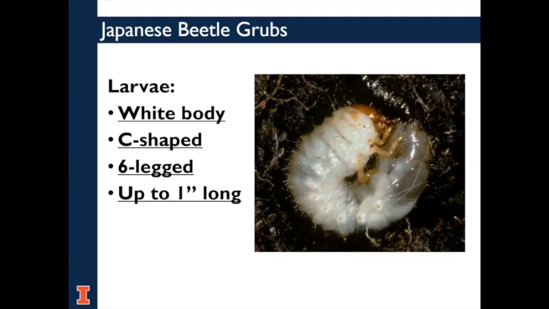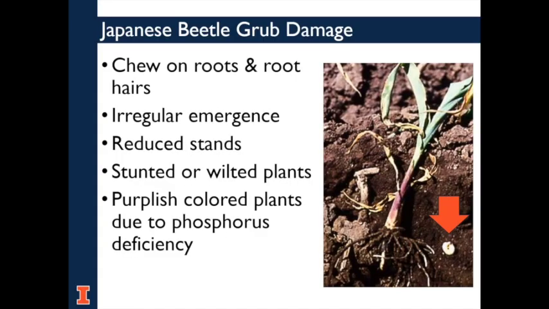Next are Japanese beetles, which can injure both corn and soybeans. Japanese beetle larvae are white, C-shaped grubs with 6 jointed legs near their heads and can grow up to 1 inch long. Japanese beetle larvae chew on roots and root hairs, which can lead to irregular emergence, reduced stand, and stunting or wilting in plants. They can also cause purple coloration in the plants due to phosphorus deficiency. Other species of white grubs won't cause this kind of damage in corn.